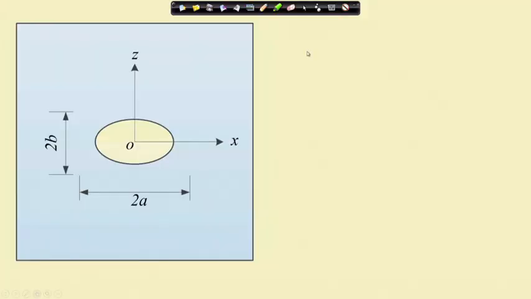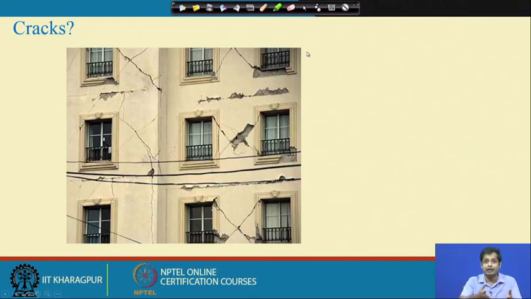But you see, look at the real structure. You go out and look at the real structure. Let me give you an example. You look at this building, there are so many cracks in this building and the building is still safe. The building is still serving its purpose. It is not particularly about this building. You look around, you see many things in your surroundings which have cracks, of different orientations and different lengths, but they are still taking loads, they are still safe. So, there is a contradiction, right.